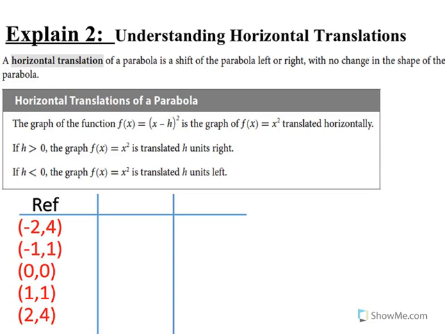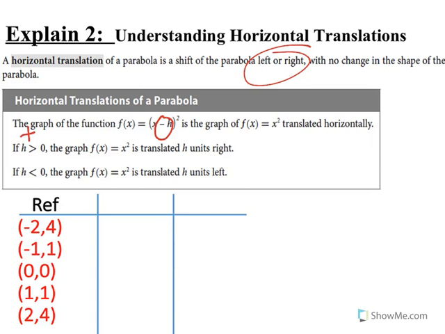Right, and then for example 2, understanding horizontal translations. A horizontal translation of a parabola is a shift of the parabola left or right with no change in the shape of the parabola. The graph of the function f of x equal to the quantity x minus h squared is the graph of the parent function f of x equal to x squared translated horizontally. If h is greater than 0, that means h is positive, but be careful that the negative is inside the formula already.